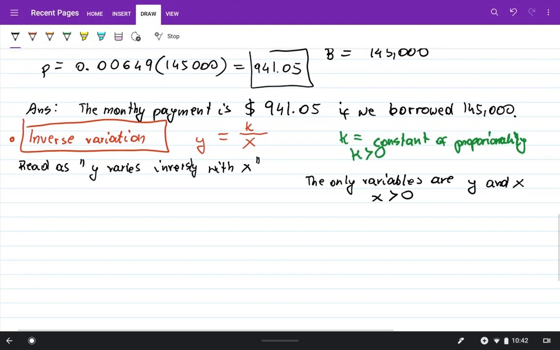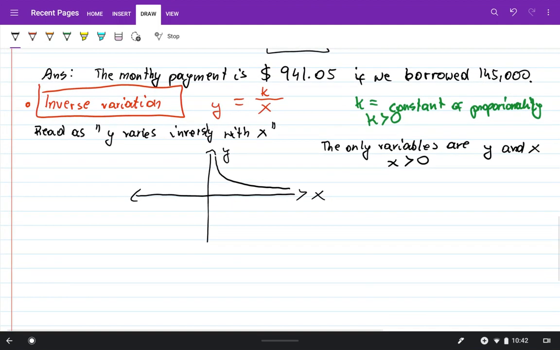So let me show you. This is the graph of inverse variation. Y varies inversely with x, so y will be positive and x will be positive. Inverse variation. And now I will move on to the example.